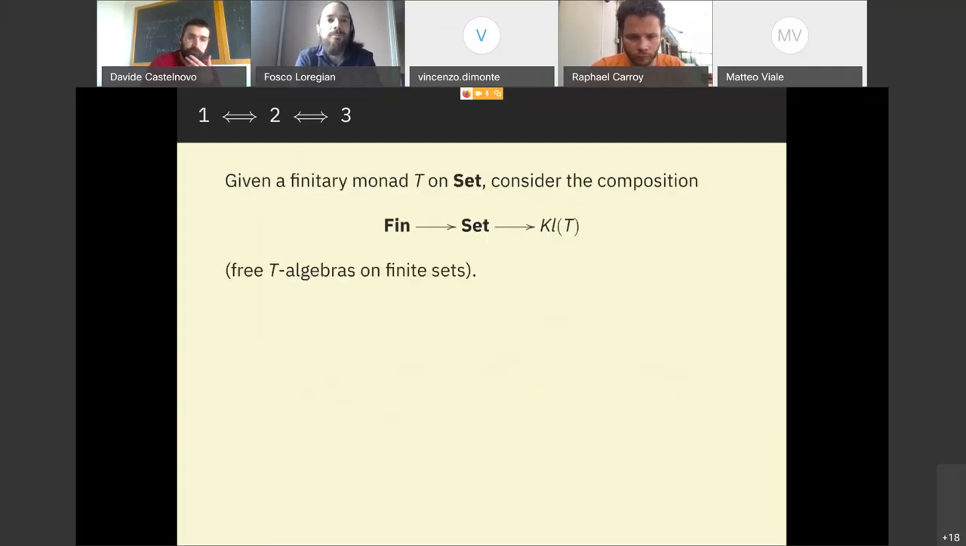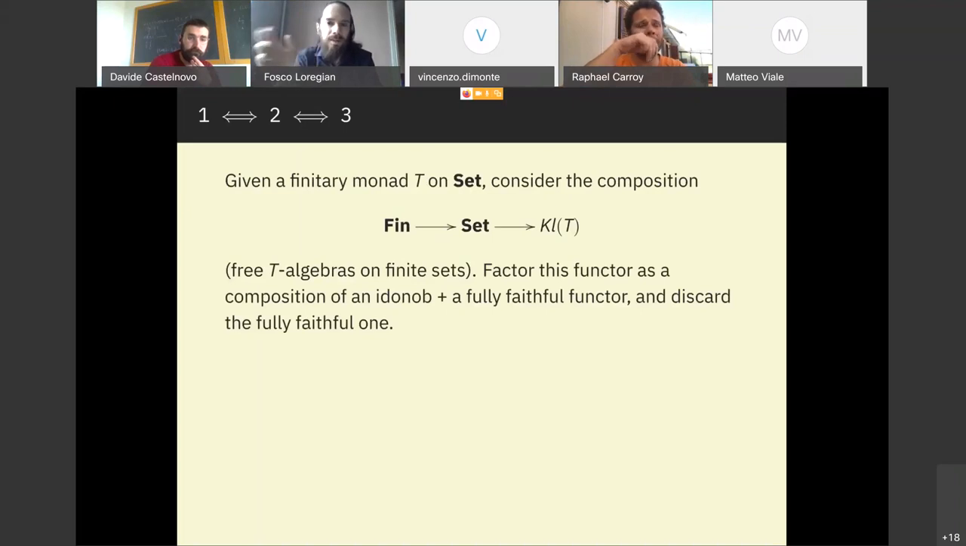Cool. So now for the other way around, given a finitary monad, I can consider its Kleisli category, the category of free algebras, and I can restrict the free functor to act only on finite sets. So I can take, for example, finitely generated groups or finitely generated monoids, or you name it, you choose your favorite algebraic theory.